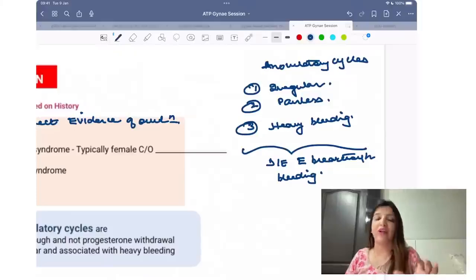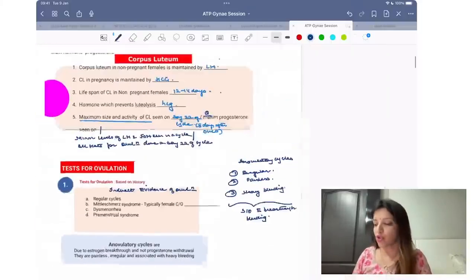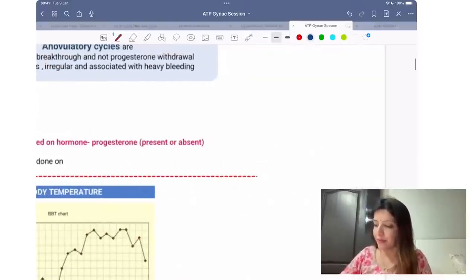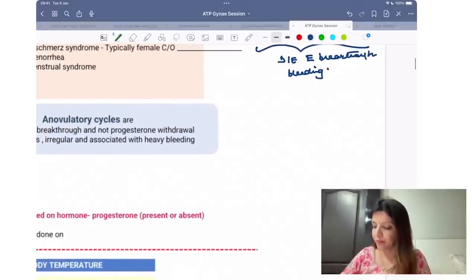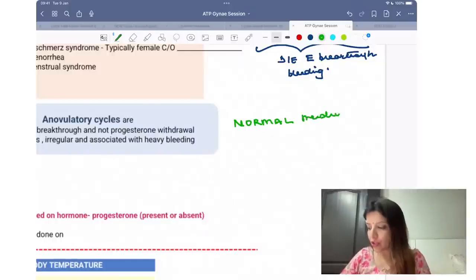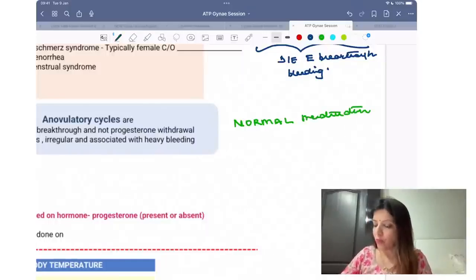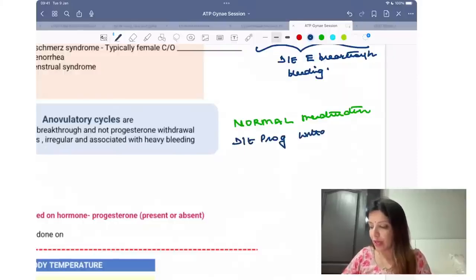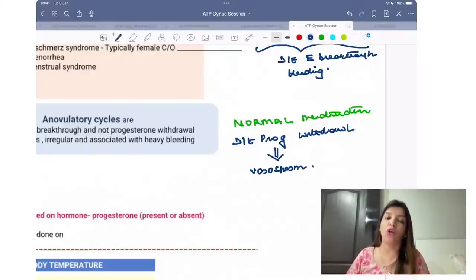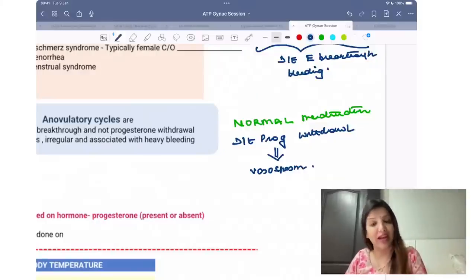जो normally when a female is menstruating, normal menstruation is because of progesterone withdrawal. And जब progesterone withdraw करता है, remember, normal menstruation is due to progesterone withdrawal. And जब progesterone withdrawal करता है, there is vasospasm. Why? Because we all know progesterone is a smooth muscle relaxant.